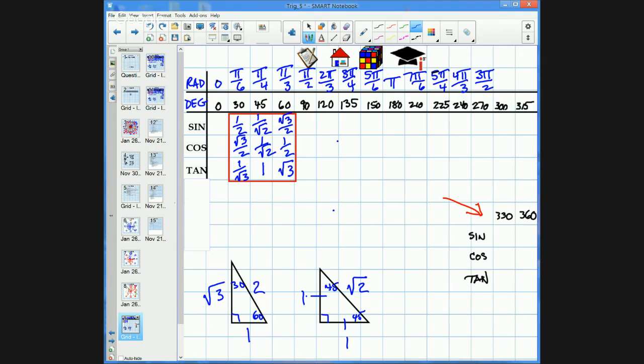300, I'm going to go at it the backwards way now. 300 is what? 60 degrees short of going all the way around. All the way around is 2 pi. 60 degrees is pi over 3. So what's 2 pi minus 1/3 of pi? Wouldn't that be 1 2/3 pi? So 5 pi over 3.